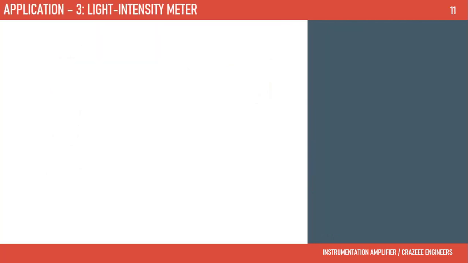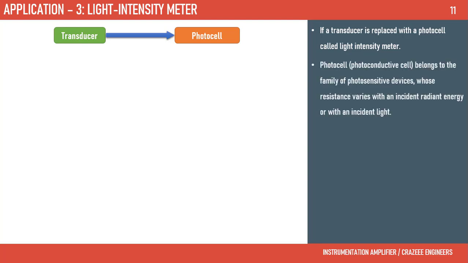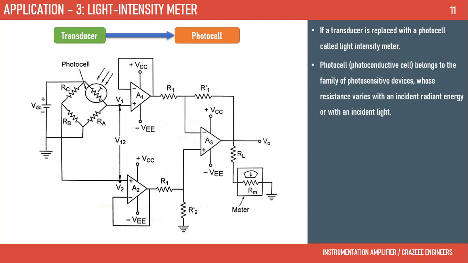Application 3. Light intensity meter. If a transducer is replaced with a photocell, it is called a light intensity meter. Photocell or photoconductive cell belongs to the family of photosensitive devices whose resistance varies with an incident radiant energy or with an incident light. As the intensity of incident light increases, the resistance of the cell decreases.